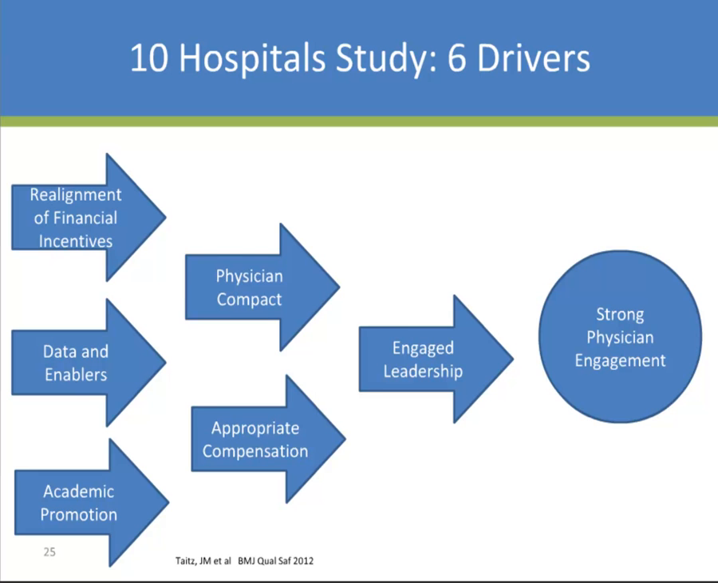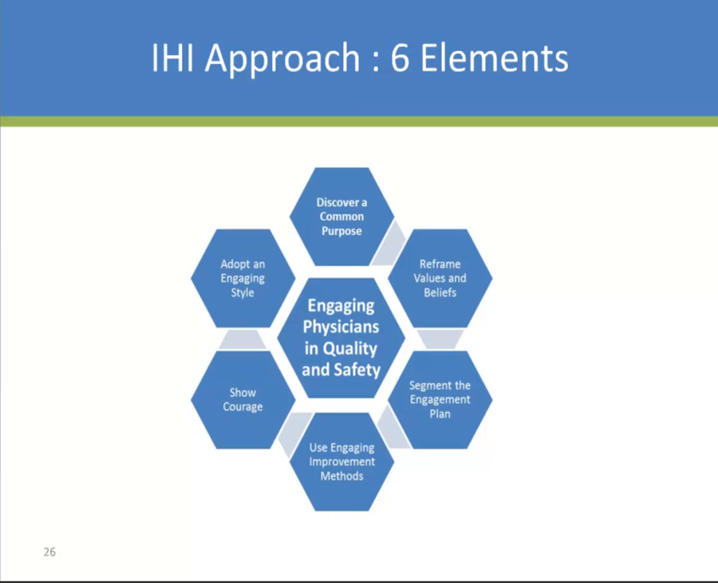Next slide. So the IHI also looked at some of the best healthcare systems in the U.S., including Mayo. They also looked at the British National Healthcare System and came up with a framework for engaging physicians in quality and safety. They also had 6 elements in their approach. The first was to discover a common purpose. Secondly, to reframe values and beliefs. Third was to segment the engagement plan. Fourth was to use engaging improvement methods. 5 was to show courage. And 6 was to adopt an engaging style. Now let's look at each one a little bit more closely.